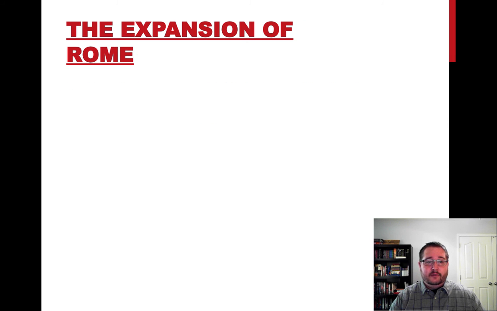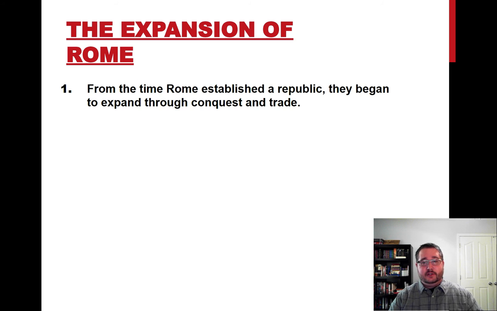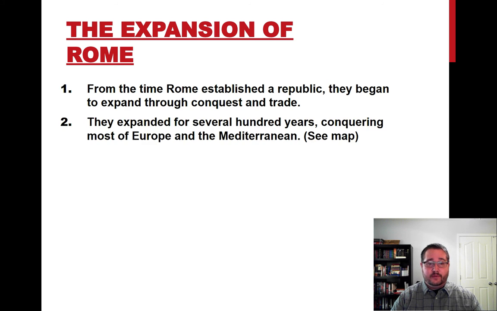Okay, the expansion of Rome. So Rome is established as a republic. They're ruling over a small city-state, but they've got these two individuals, the consuls, who need to keep their jobs, and so they begin expanding through conquest, and then the Senate is doing their best to expand through trade, as they're in charge of foreign affairs. And this is taking place over several hundred years.